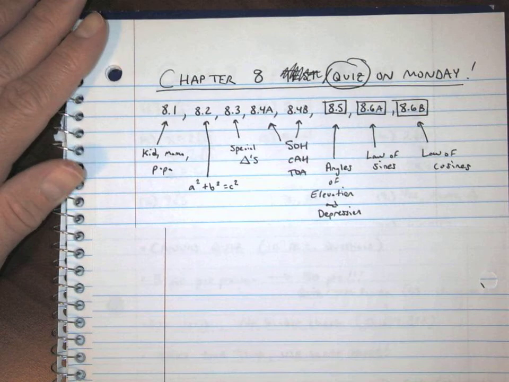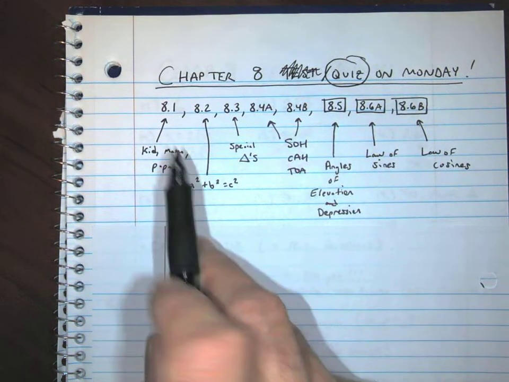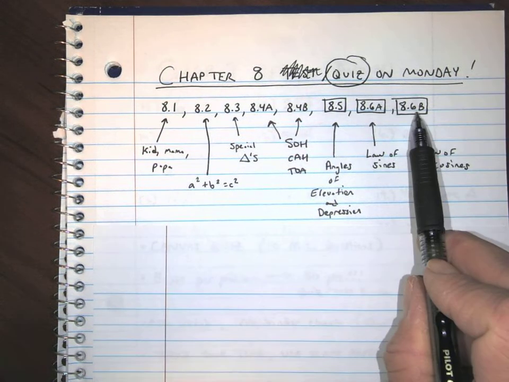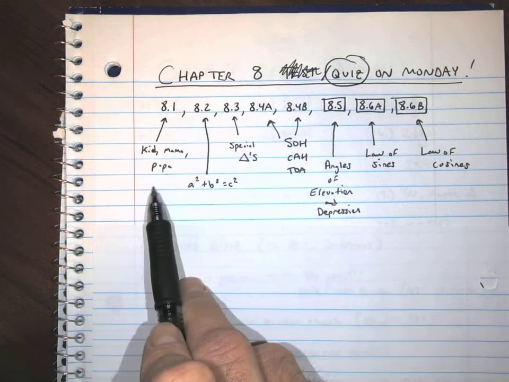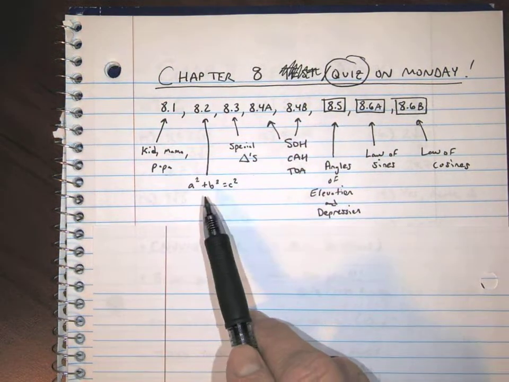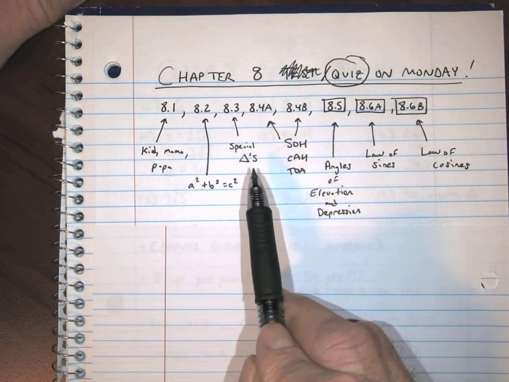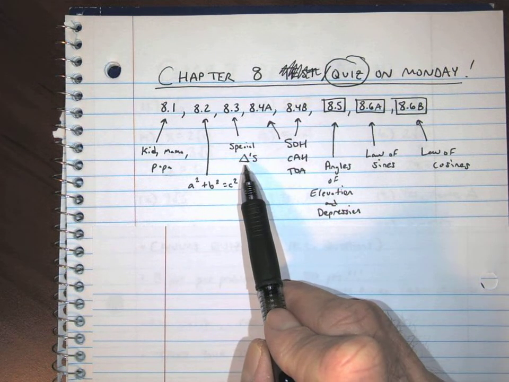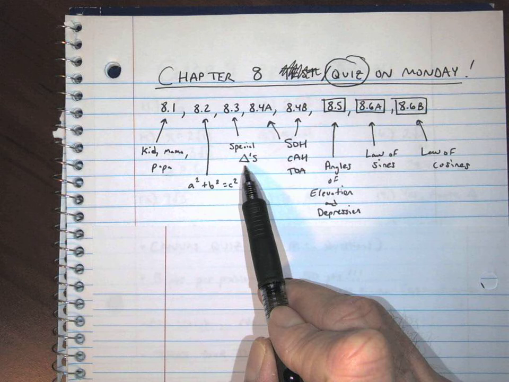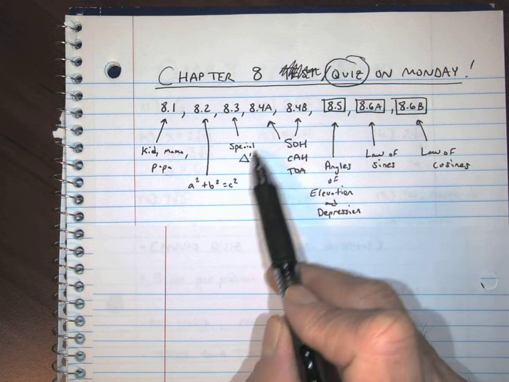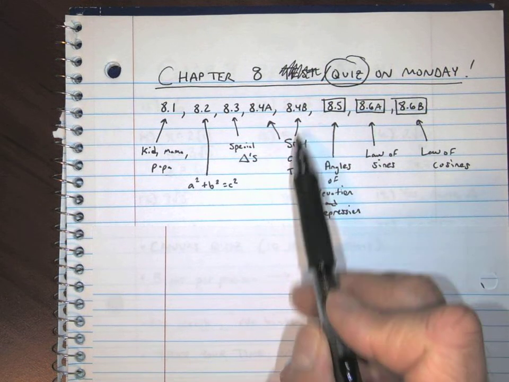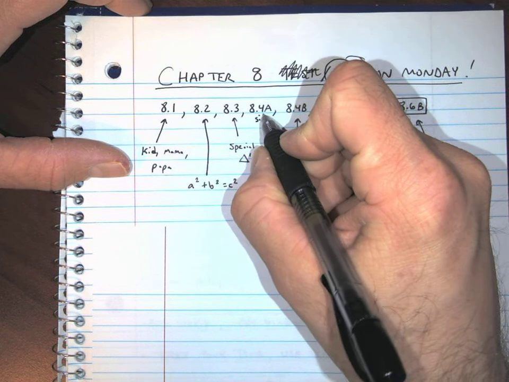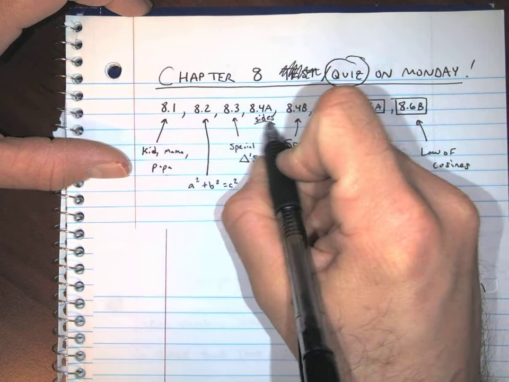You know, pause it if you need to. But this is everything that we taught you in Chapter 8. Now, 8.1 all the way through 8.6b. Kid, Mama, Papa. Then we get into the Pythagorean theorem for 8.2. Special triangles. You get your 30, 60, 90 triangle and your 45, 45, 90 triangle. And all those relationships that make them special. And then we jumped into 8.4a and 8.4b. Both of them are SOHCAHTOA. The first one, you're finding sides, doing SOHCAHTOA.